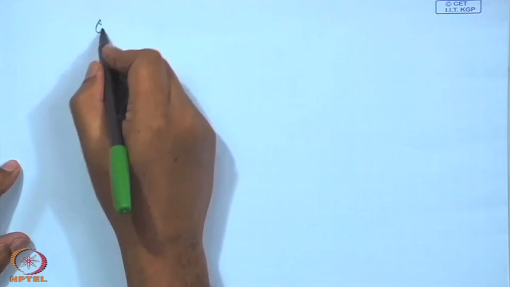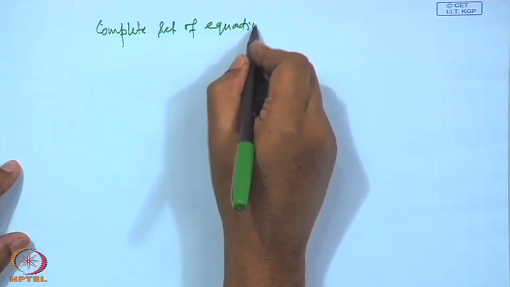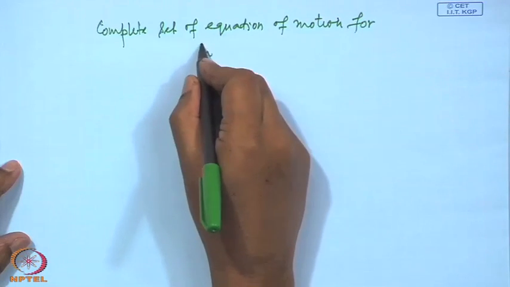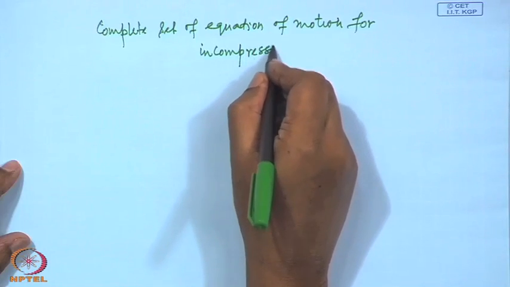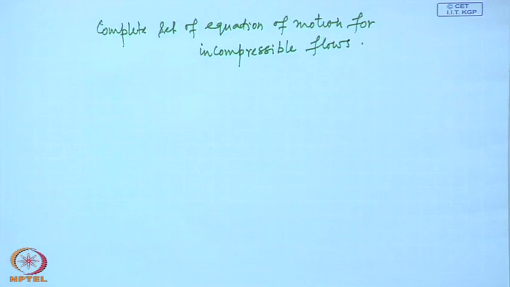Before we go to that, let us write the complete set of equations of motion for incompressible flows. Once again, by incompressible flow we mean the flow in which density is independent of pressure, density is not changed because of pressure. When a flow can be incompressible, we have not yet explained, we will come to that a little later.